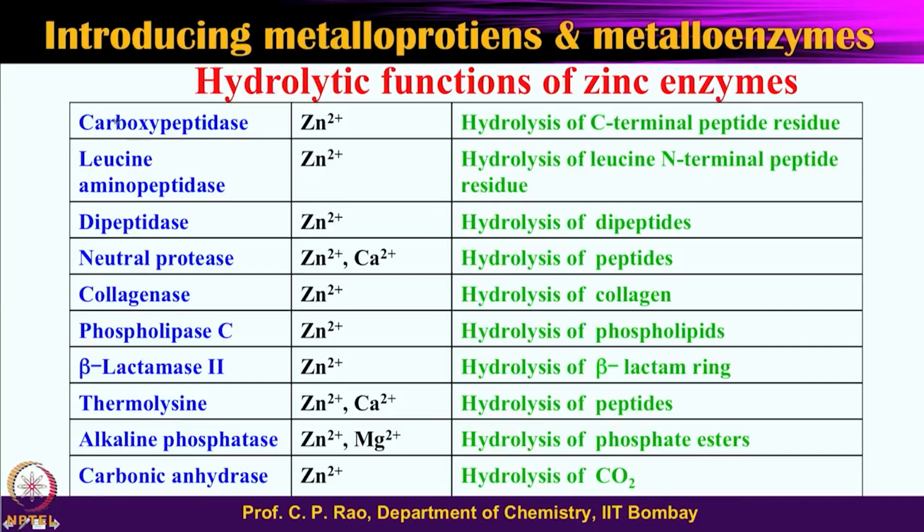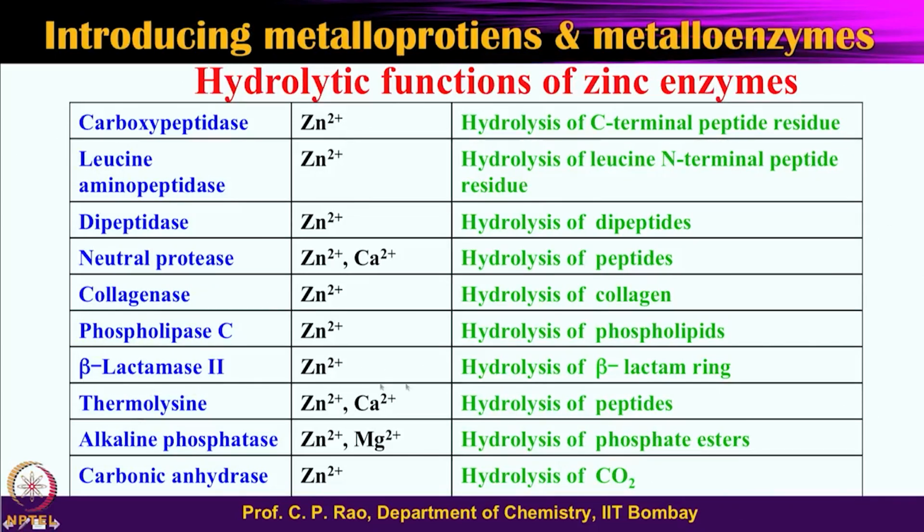Carboxypeptidase. Carboxy, I will come back to it later, it talks about the carboxylic terminus, peptidase, peptide breaking, and this is done by the zinc, the hydrolysis of C terminal peptide residues. Leucine aminopeptidase. So, this is the hydrolysis of leucine N-terminal peptide residues. Dipeptidase, this will hydrolyze the dipeptides. The neutral protease, this will hydrolyze the neutral peptides. Collagenase, it will hydrolyze the collagen. Phospholipase, it will be hydrolyzing the phospholipids. So, you will get the phosphate and the lipid part.